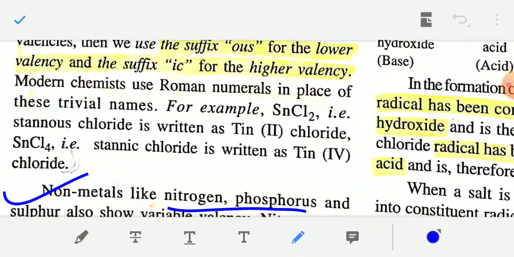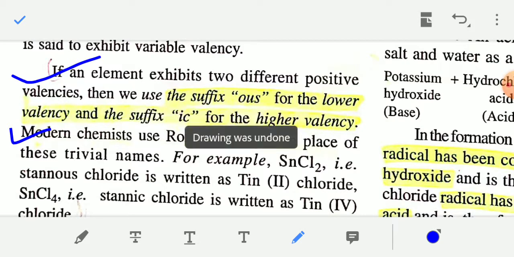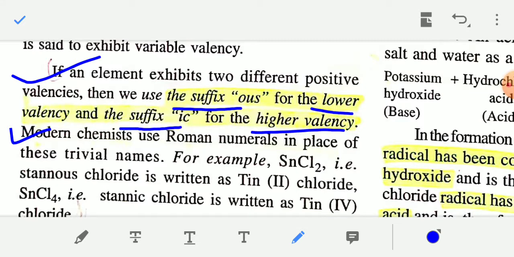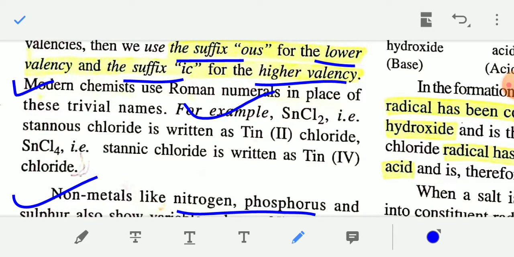And for the nomenclature of elements which can show variable valency, if an element exhibits two defined positive valencies, you have to use the suffix -ous for the lower valency, as I have already told, and the suffix -ic for the higher valency. Modern chemists use Roman numerals in place of these trivial names. For example, in stannous chloride, tin is present as Sn2+, and in stannic chloride, tin is present as Sn4+.